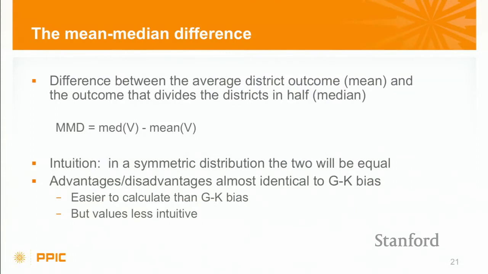So I think of the advantages and disadvantages of this particular measure as being almost the same as Gelman-King bias. It is easier to calculate because you don't have to actually do the counterfactual. You can just calculate the mean and the median of the distribution. But I also think the values end up being vote denominated instead of seat denominated, and so I think they're a little less intuitive. But it is a potential alternative.